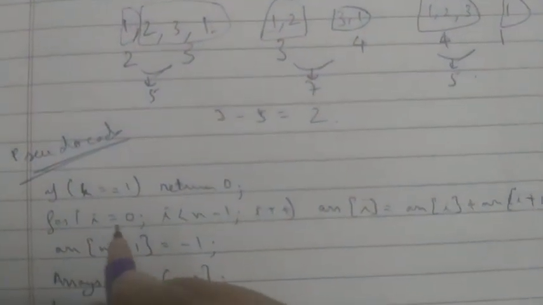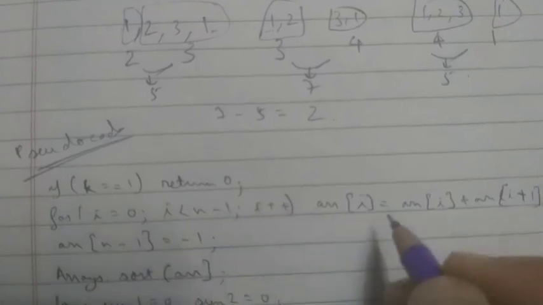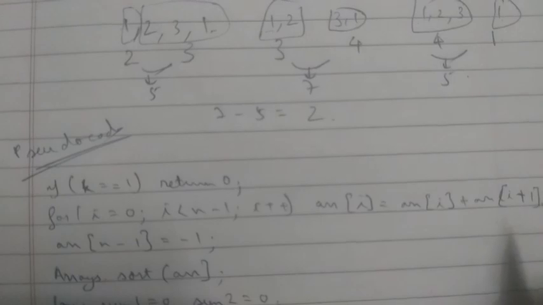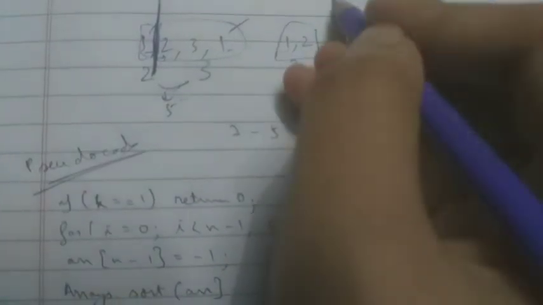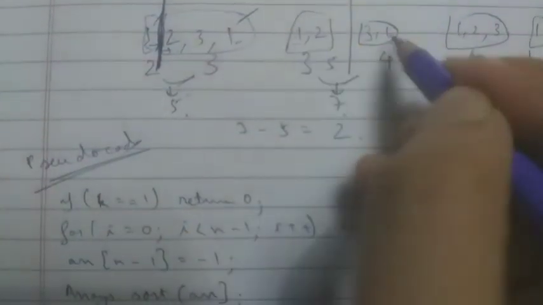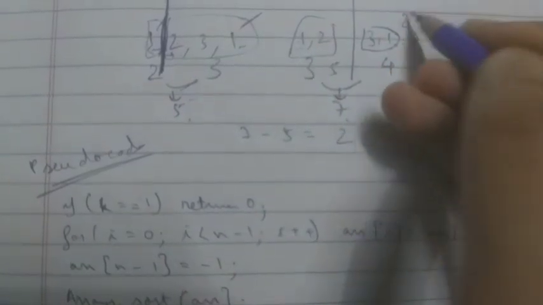Then we have to run a loop from i equals 0, i less than n minus 1, i plus plus, and ar of i equals ar of i plus ar of i plus 1. Now why am I doing this? We know that in every case these two are there, so what is extra? That is, where the partition is, the element before it and the element after it. In this case, the extra is 2 and 3, that is 5. So 1 plus 1 is 2, and 2 plus 5 is 7.